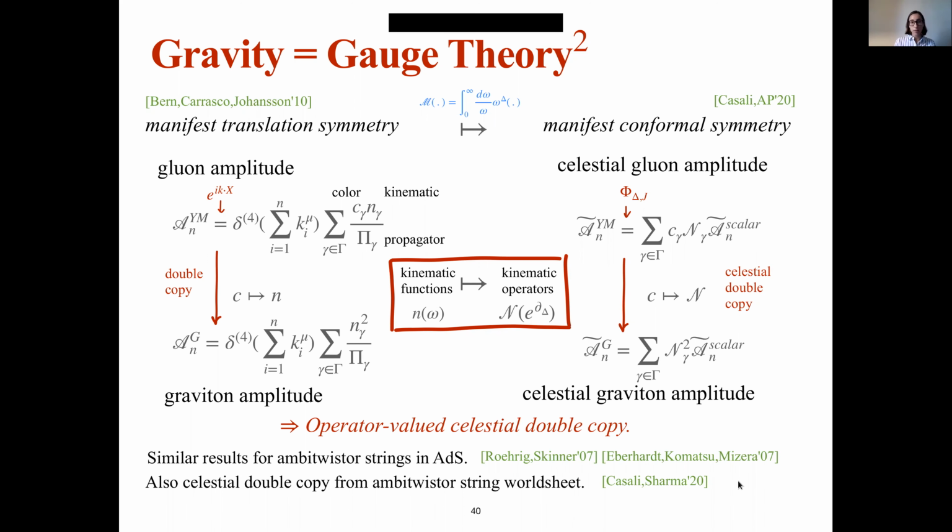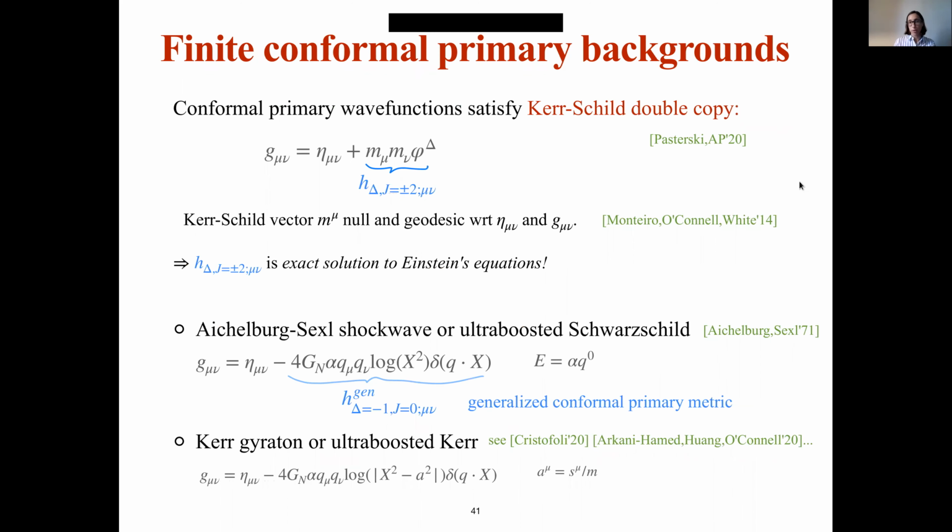And the final thing that I want to say is that so far I've talked about perturbative amplitudes, wave functions, and operators. But actually we can also capture finite gravitational backgrounds in the conformal basis that transform with definite conformal weights. And that's because these conformal primary wave functions satisfy what's called the Kerr-Schild double copy. So that means that if I perturb Minkowski space by these conformal primary wave functions, this vector turns out to be null and geodesic with respect to the flat and the full metric. That's a so-called Kerr-Schild vector. And it means that these wave functions are actually not only linearized solutions, but also exact solutions to Einstein's equations.